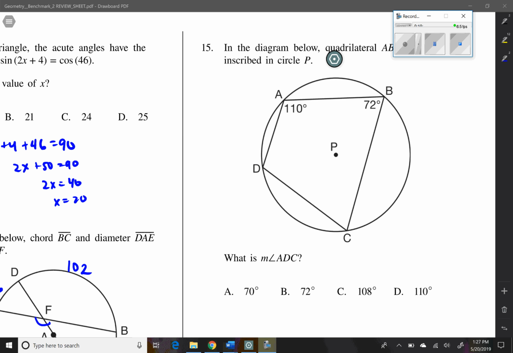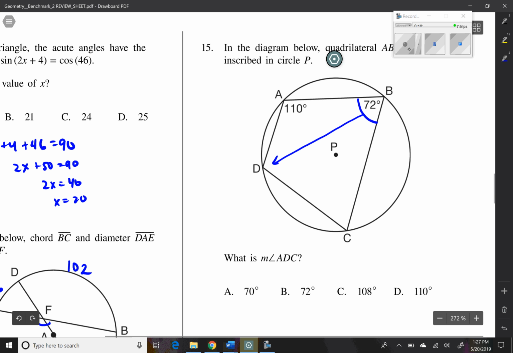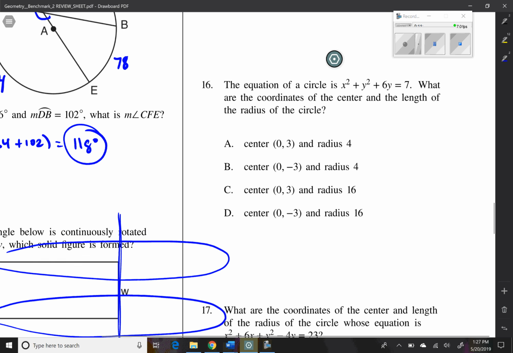All right, so for number 15, we notice that we have a cyclic quadrilateral. So we have a quadrilateral that has angles in it, and these angles opposite each other are going to add up to 180 degrees. It wants us to find angle ADC. So if I take 180 minus 72, I get 108. That's what we went over in class.